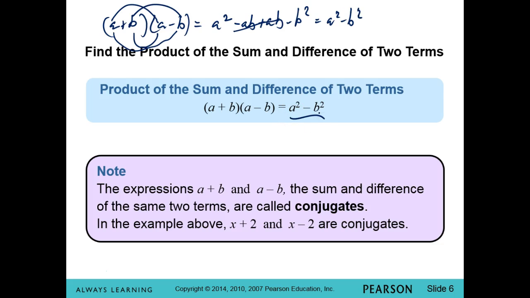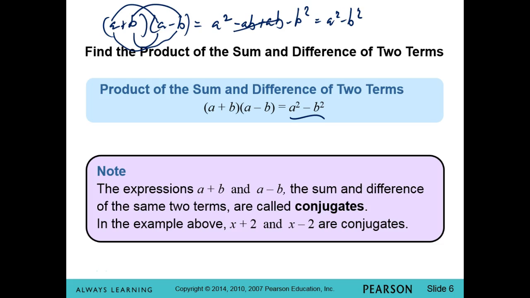Now that you know that, you never have to go back and FOIL it again, but you always can if you need to. Okay? You can always go back and FOIL it. But anytime you see two conjugates multiplied to each other, square the first minus square the second. Done. Okay? Really fun stuff, right?